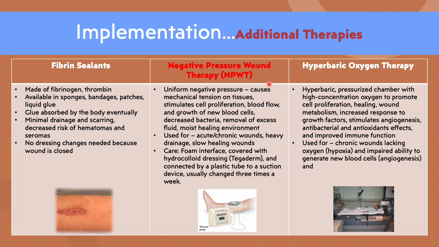Negative pressure wound therapy is a uniform negative pressure which causes mechanical tension on tissues, stimulating cell proliferation, blood flow, and growth of new blood cells, decreases bacteria and removes excess fluid, and provides a moist healing environment. Negative pressure wound therapy is used for acute or chronic wounds, wounds with heavy drainage, and slow healing wounds. Care: it has a foam interface covered with the hydrocolloid dressing called Tegaderm, and it's connected by a plastic tube to a suction device, usually changed 3 times a week.